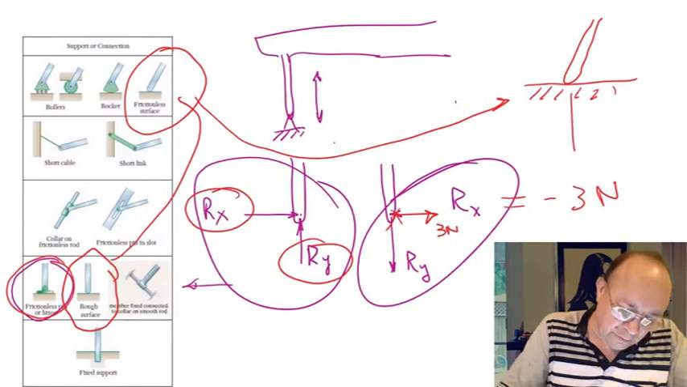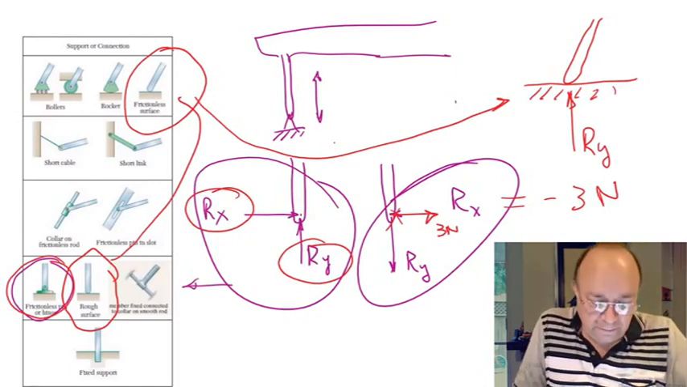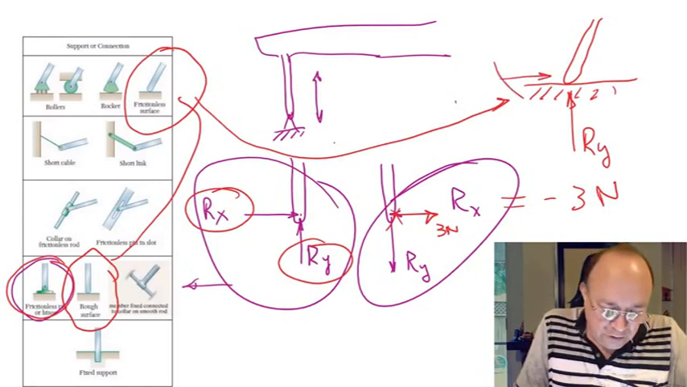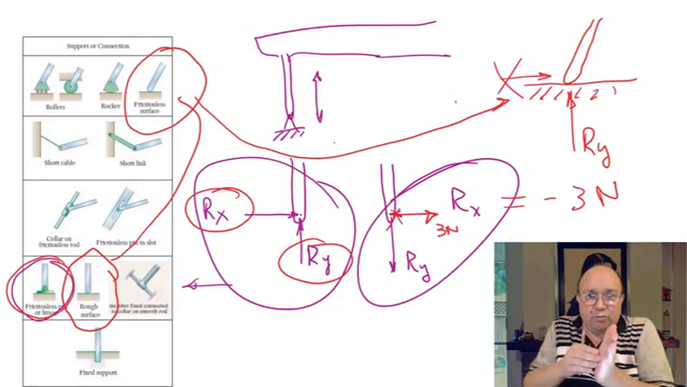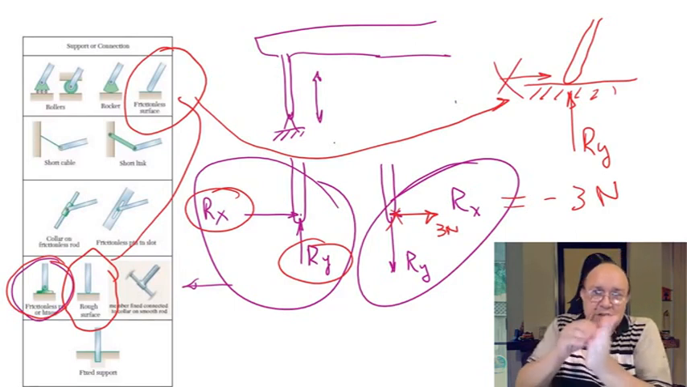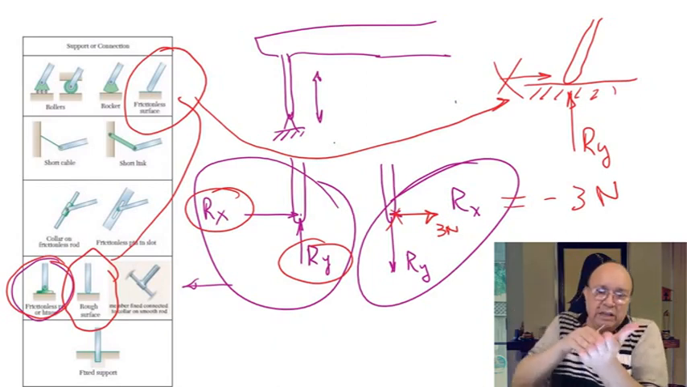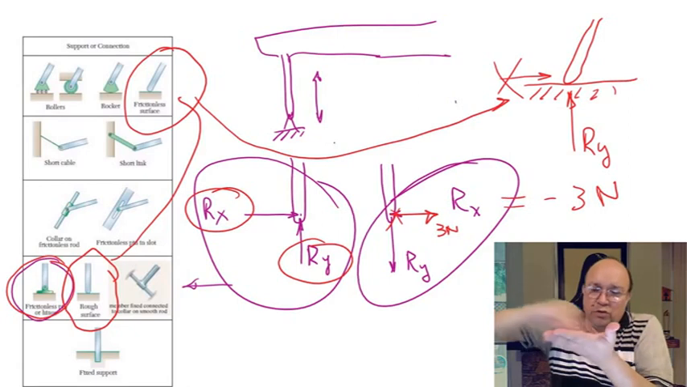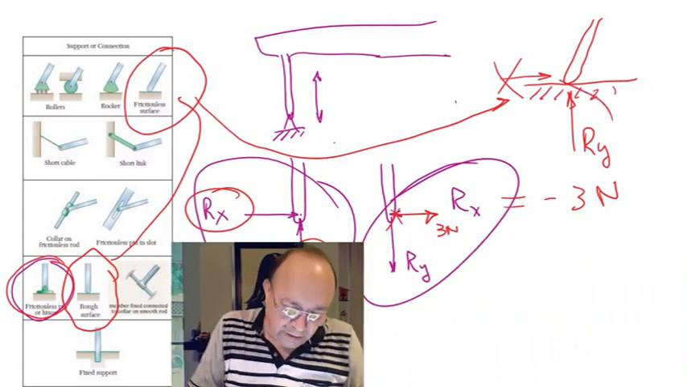this floor is able to apply a reaction in the vertical direction like that. But since this is frictionless, there will be no force in the horizontal direction, because if you try to move it in that direction, it's going to move. Nobody is going to apply opposition to that motion horizontally, because there is no friction. So this is only one unknown.